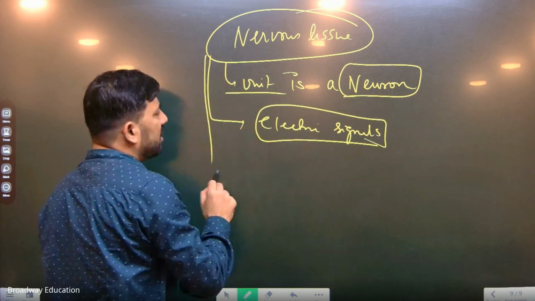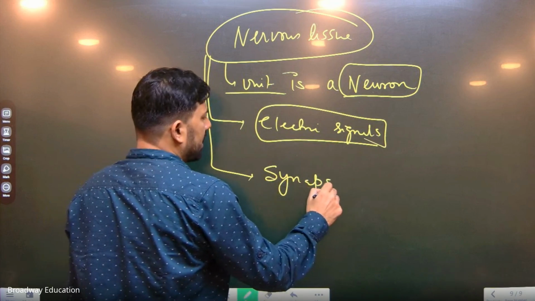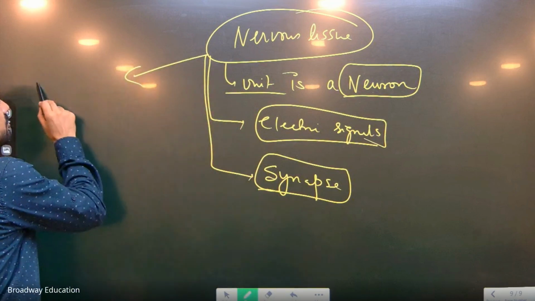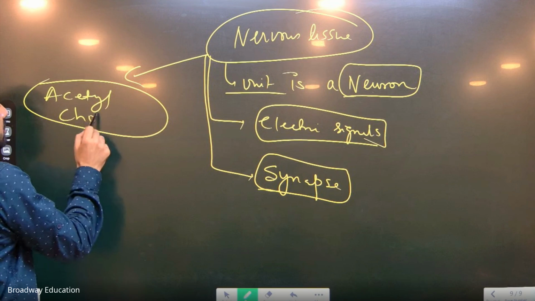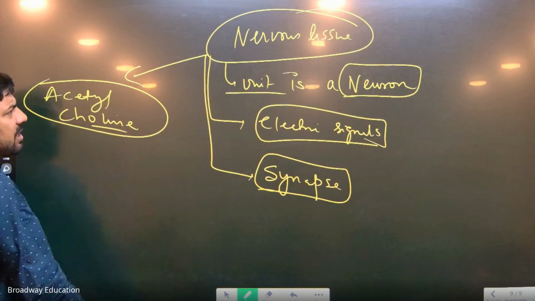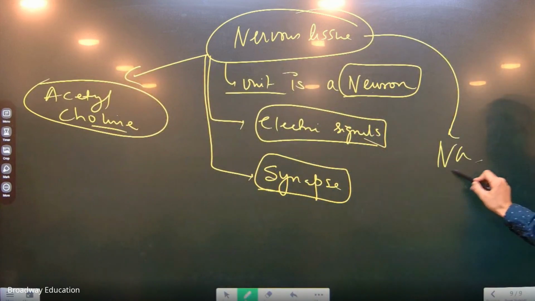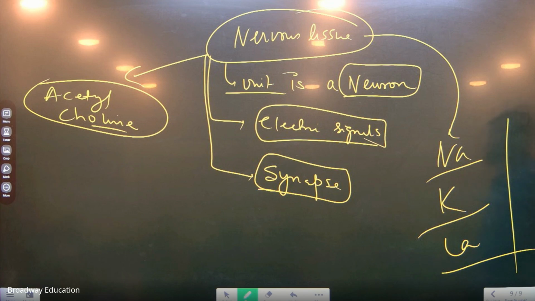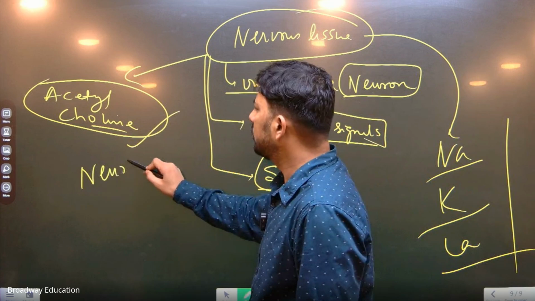The point of contact between the two neurons is called a synapse. The chemical that is responsible for the transmission is called acetylcholine. Some elements which are important for neurotransmission are sodium, potassium, calcium. Getting my point? Yes or no? So acetylcholine is also known as a neurotransmitter.